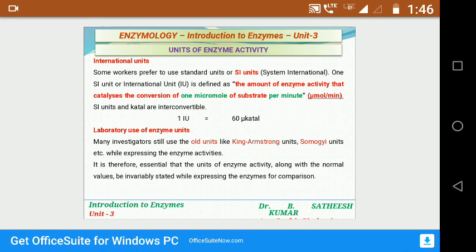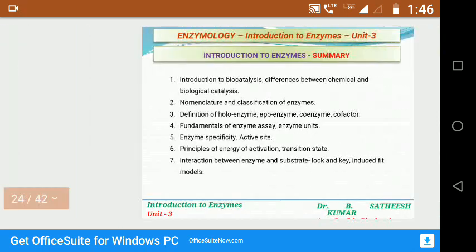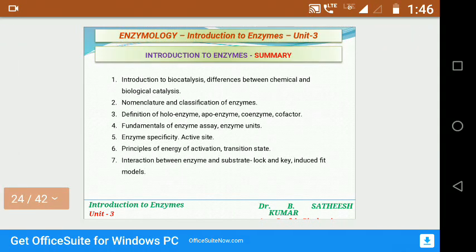Most of the research laboratories use either katal or SI units, but the diagnostic labs sometimes may use some old units also. So that is why we have to be very careful when we are analyzing the results of an enzyme assay.